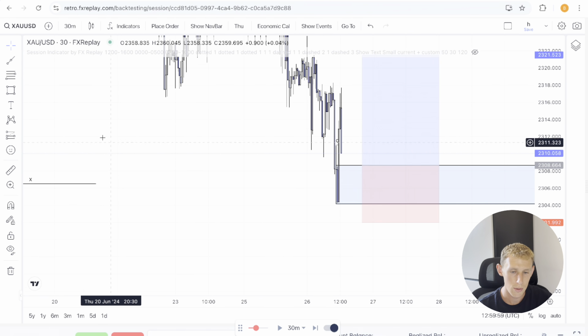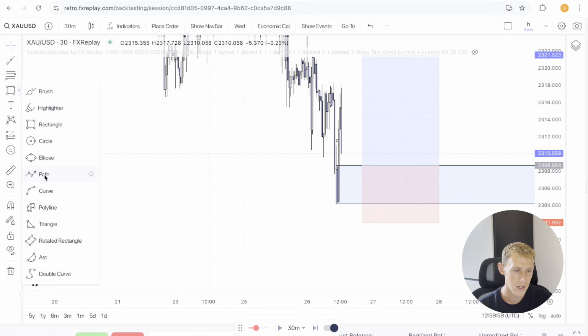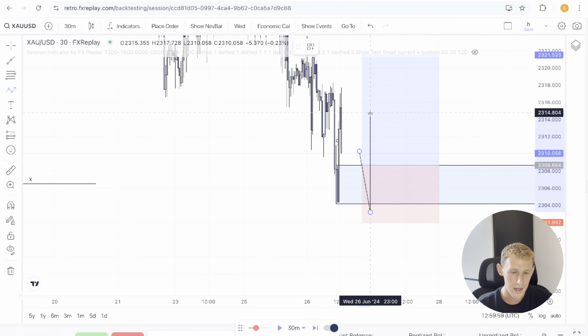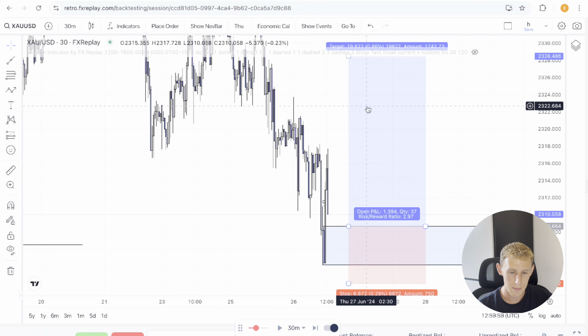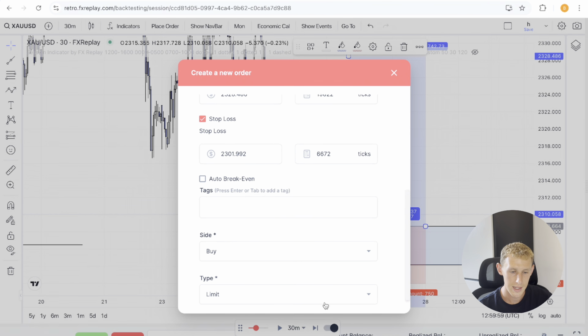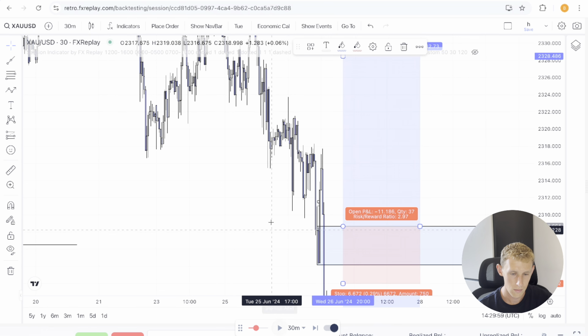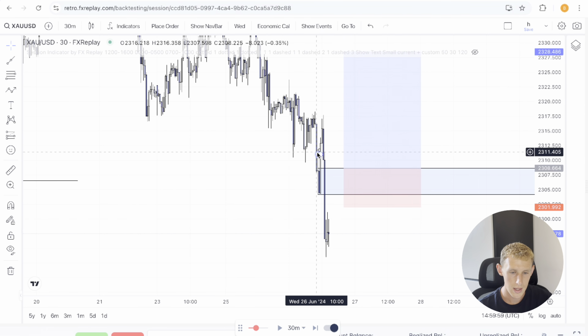And I'll have stops slightly below because one thing gold likes to do a lot is sweep the initial push and then go in your intended direction. And as before, I'm just going for a 1 to 3 TP. So let's see how this plays out. Okay, so instant loss on that one.